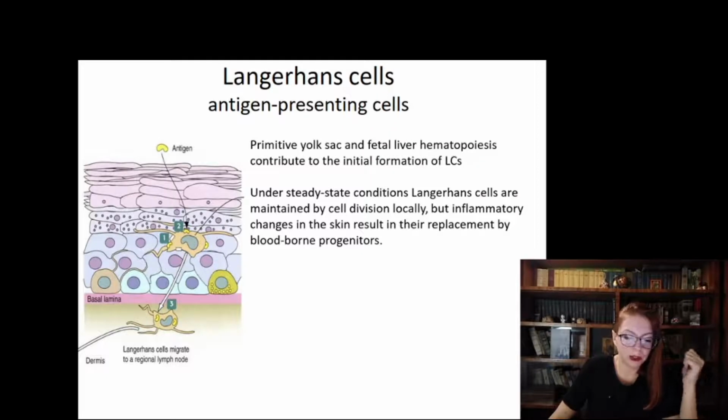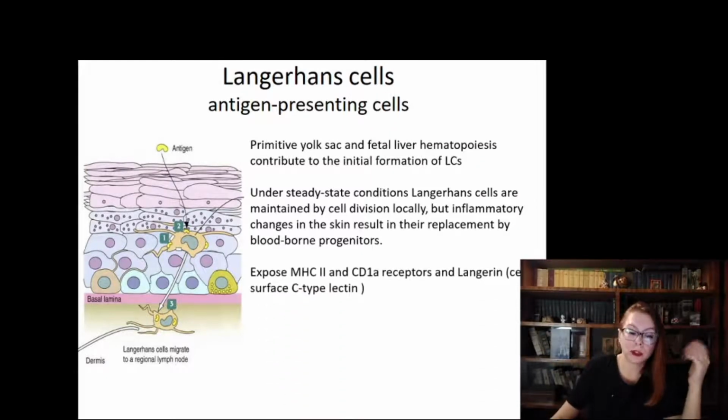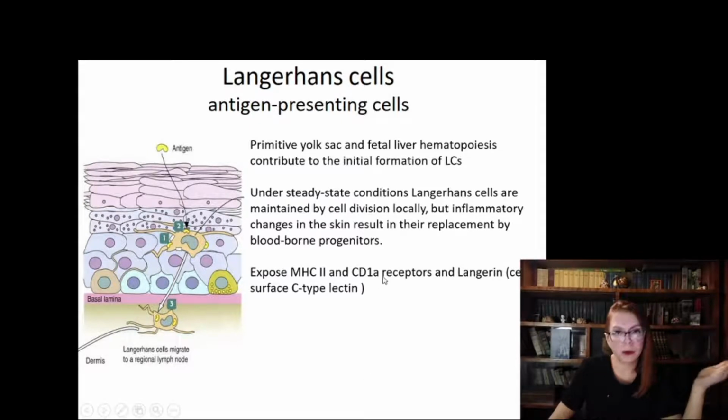It is important to take into account. Okay, so what function do they perform? They express major histocompatibility type 2 receptors, and you remember these are receptors for antigen presentation, and they are exposed on antigen presenting cells, so they can launch the adaptive immunity. Then CD1a receptors, they are for lipid-borne antigens, and a special lectin called Langerin. We'll talk about it later.